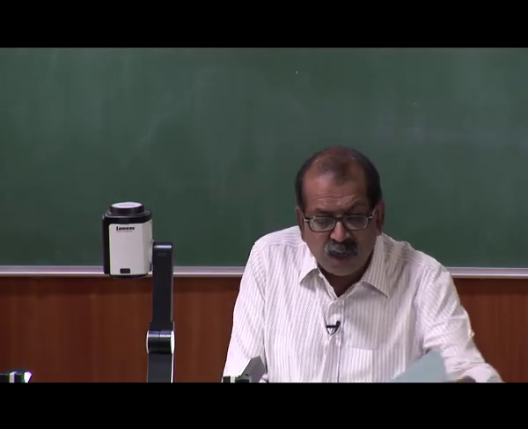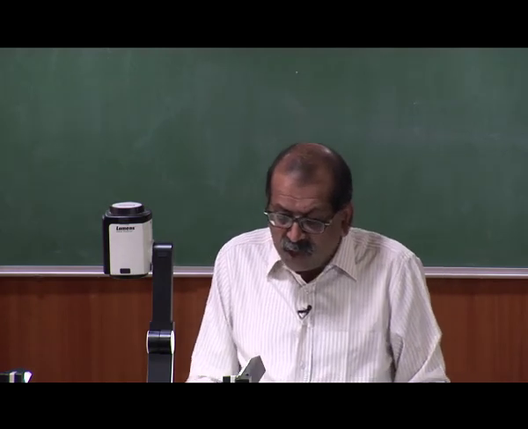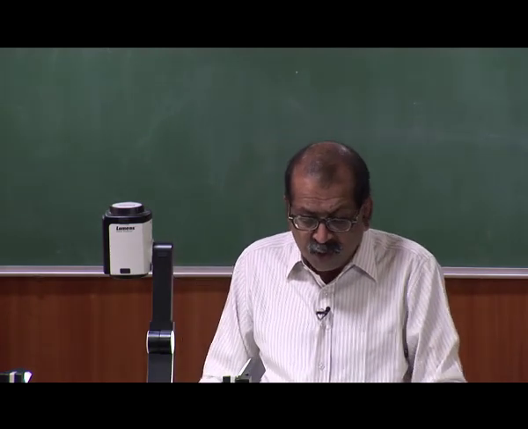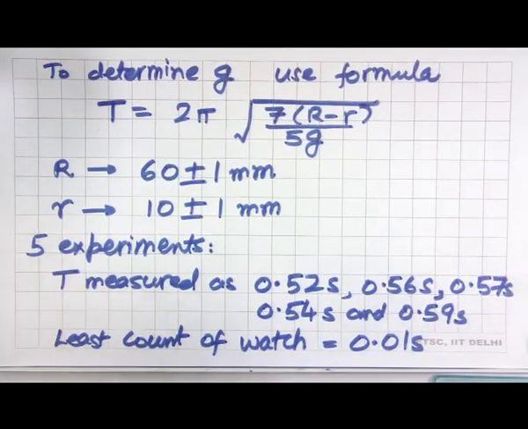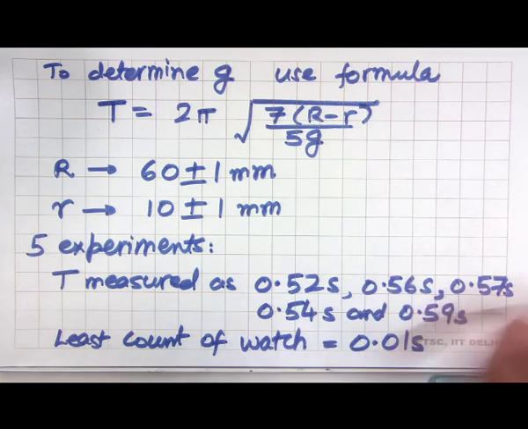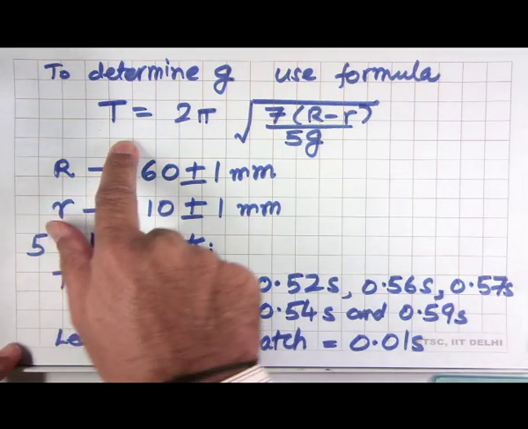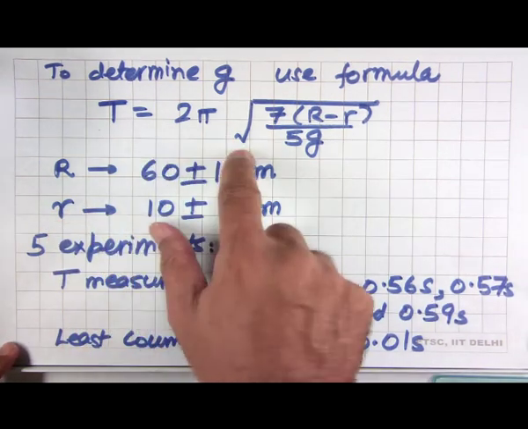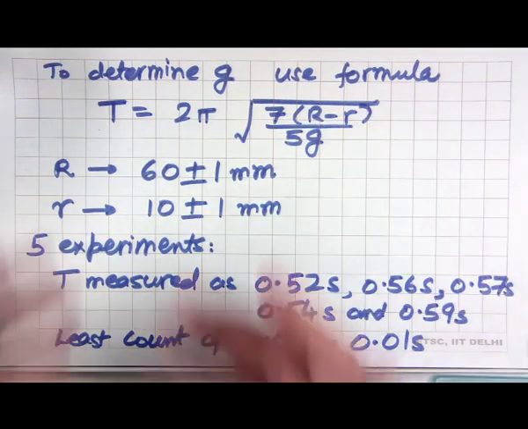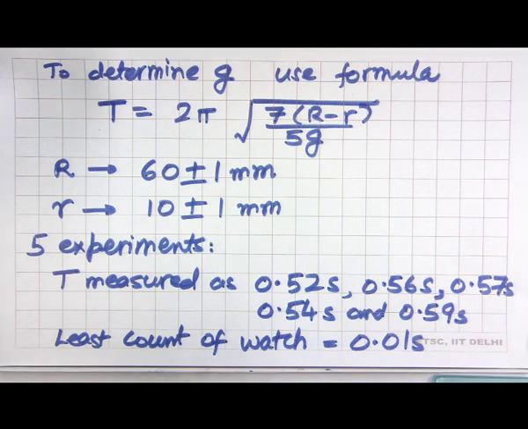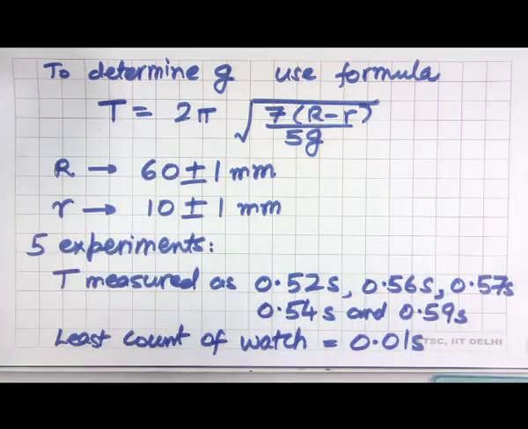Now, let us look at a problem which involves use of all the formulas which we have learnt. What we have in the problem is to determine the acceleration due to gravity g. One uses the formula for the time period of a watch, which is equal to 2 pi times the square root of 7 times (R minus r) by 5g. This time period is possibly of some pendulum or some swinging body, and this formula is given to us.